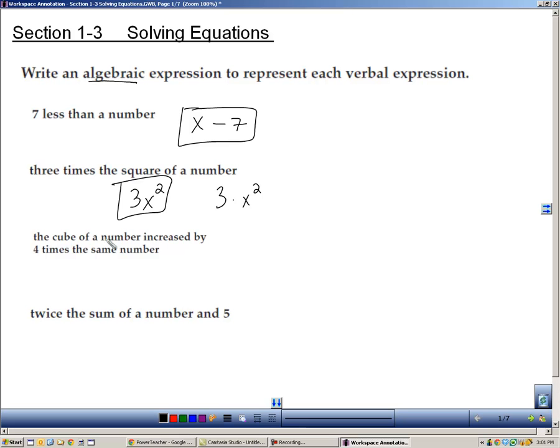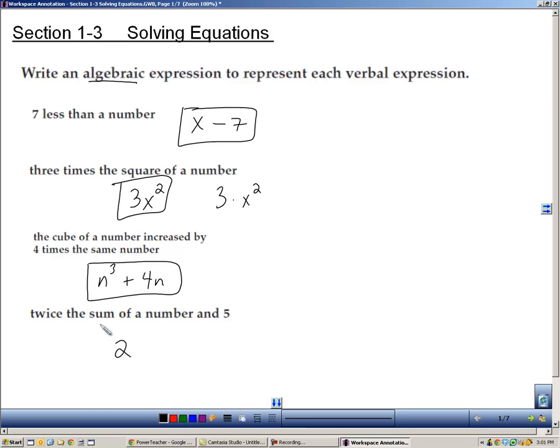In this one it says the cube of a number, so I'm going to pick a letter that I don't know, because it's called a number, and I'm going to take the cube of that increased by. Increased means I'm going to add, and then I'm going to say 4 times the same number. So that's an algebraic expression of that verbal expression. And then the last one, twice. Twice something means 2 times something.